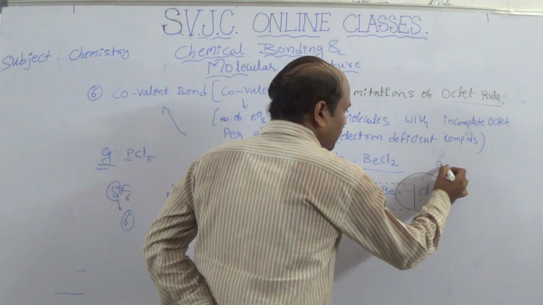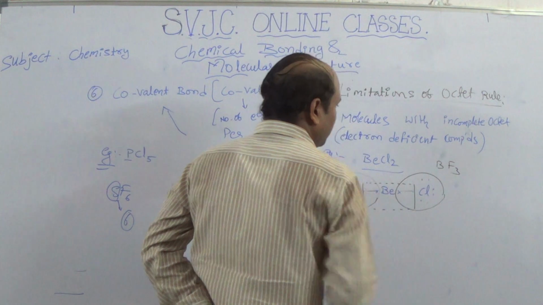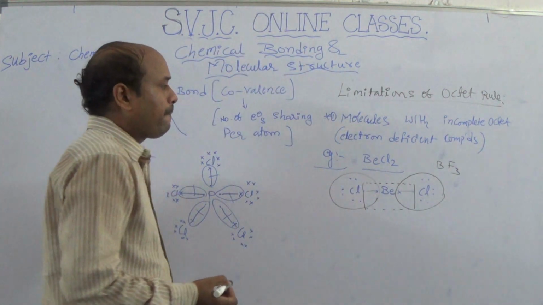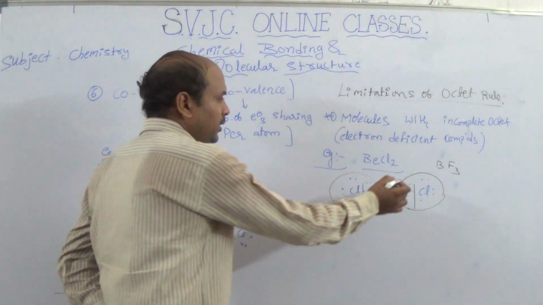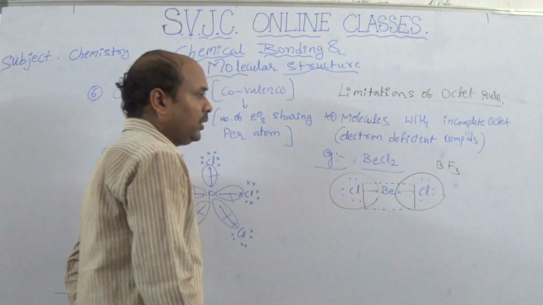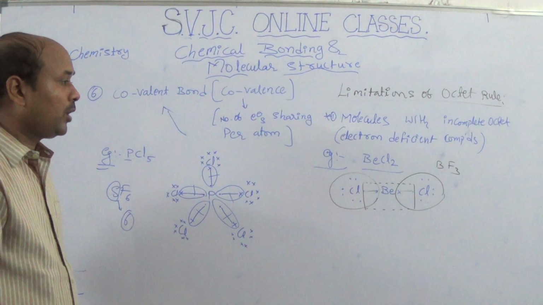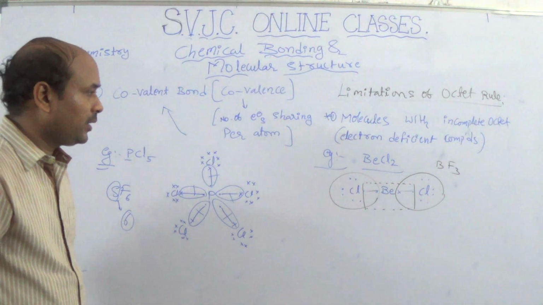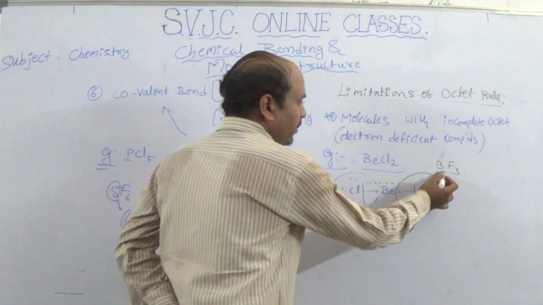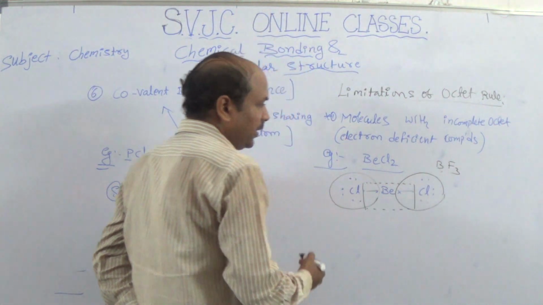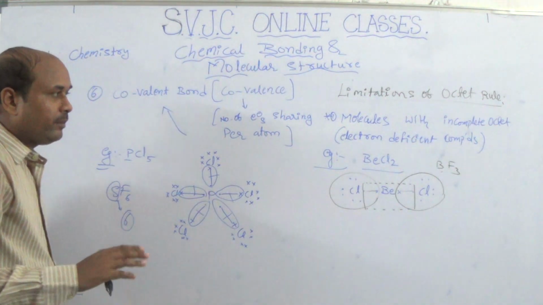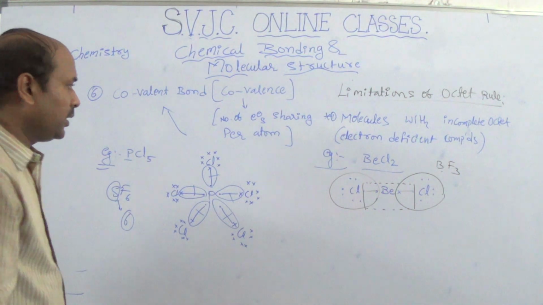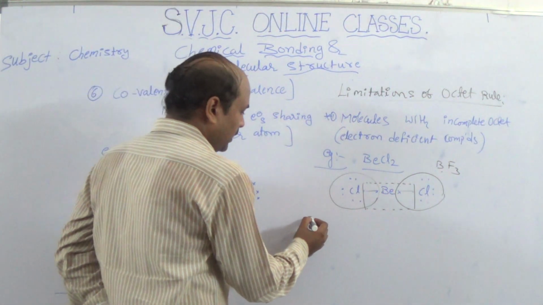And students, you can also observe this in another electron deficient compound. In the BF3 molecule, boron has 3 electrons, and it is surrounded by only 6 electrons. That means less than 8 electrons.